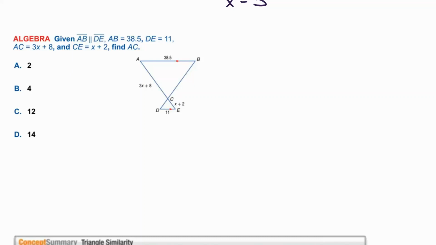In the next problem, we're given that AB is parallel to DE. Again, we know that these then would be similar triangles because of AA, knowing that angle A has to be congruent to angle E, angle B congruent to angle D. We have that triangle BAC is similar to triangle DEC.